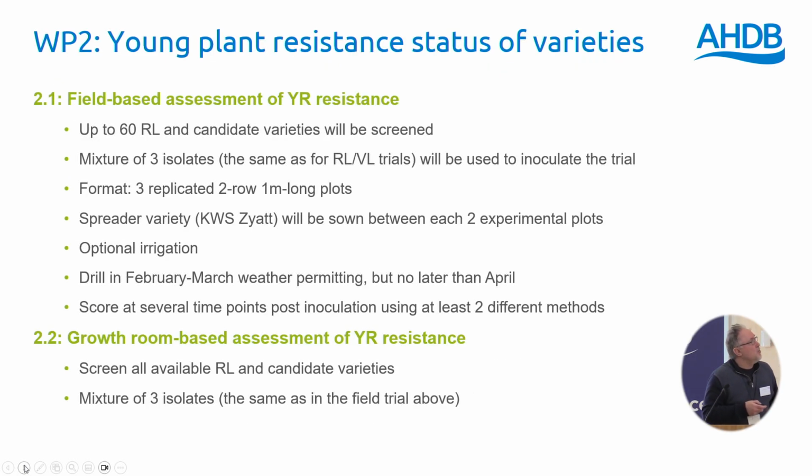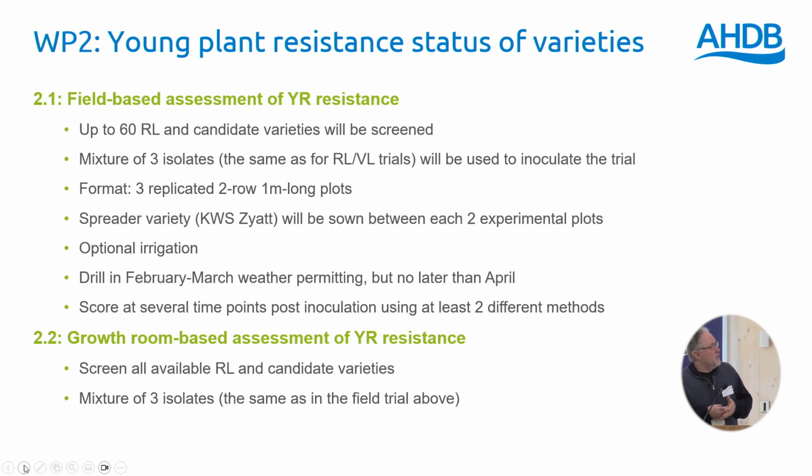Now, moving on to young plant resistance status of varieties. We will use our isolate collection to screen up to 60 recommended list and candidate varieties. Actually, there are about 60 on the list right now. Again, a mixture of 3 isolates will be used, the same isolates that we will provide you for RL and VL trials, and the same isolates that will go into the young seedling stage field trials.